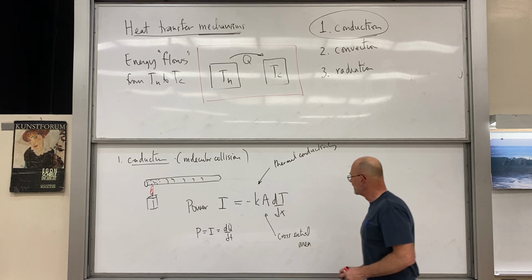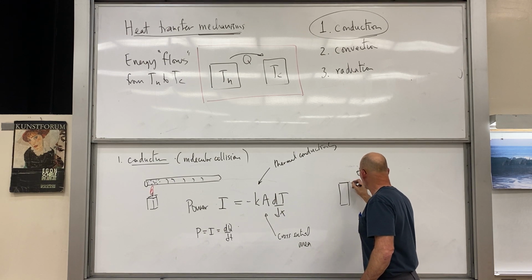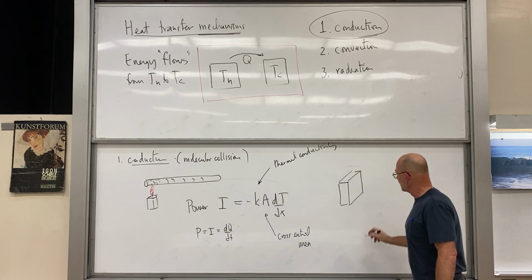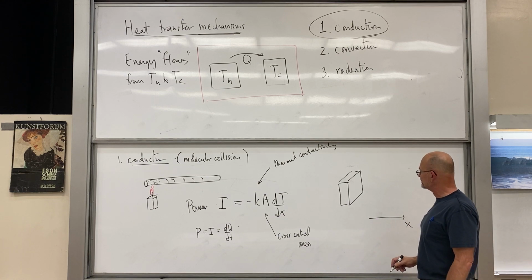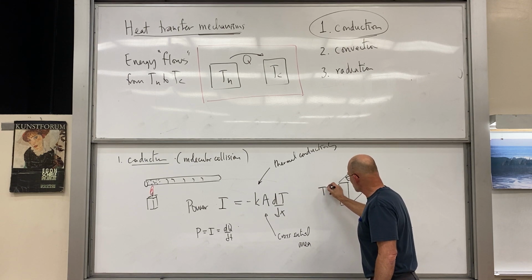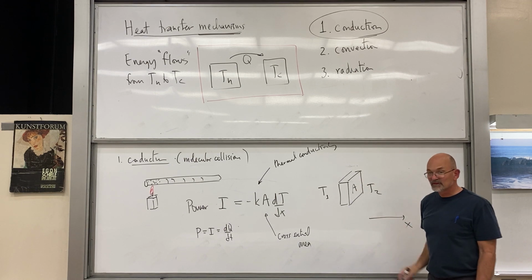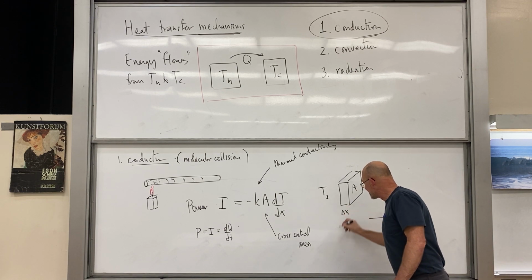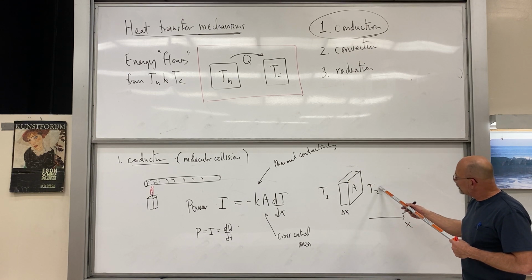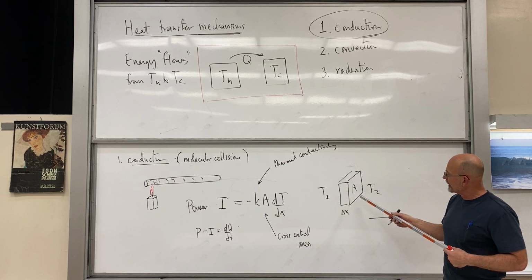Cross-sectional area, and this is a gradient of temperature. Imagine we've got a slab of this material, and here's our x-axis. We have temperature on one side, temperature on the other side, cross-sectional area, delta x in thickness. Then, if T2 is greater than T1, then delta T is positive.